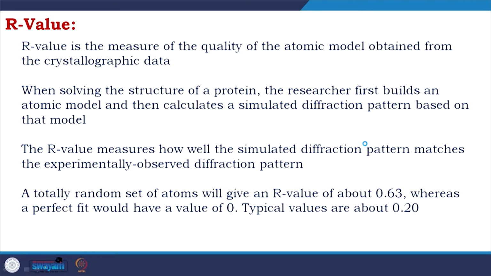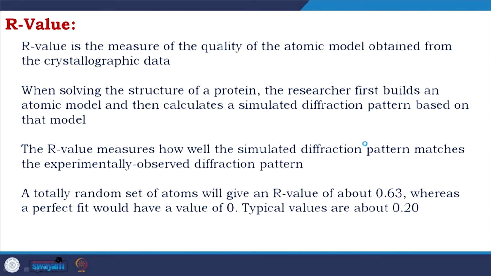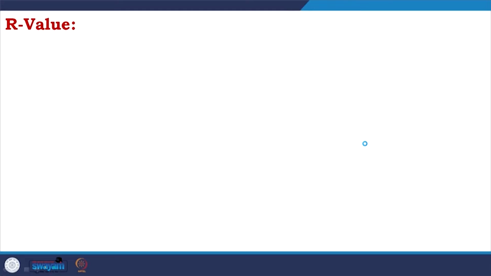So, you start from some point, you get a value in the 0.6 to 0.7 range, but perfectly it should be 0, and practically if we compare the already solved crystal structures, it is around 0.2, but it varies with the resolution factor. Okay, we will talk about that.